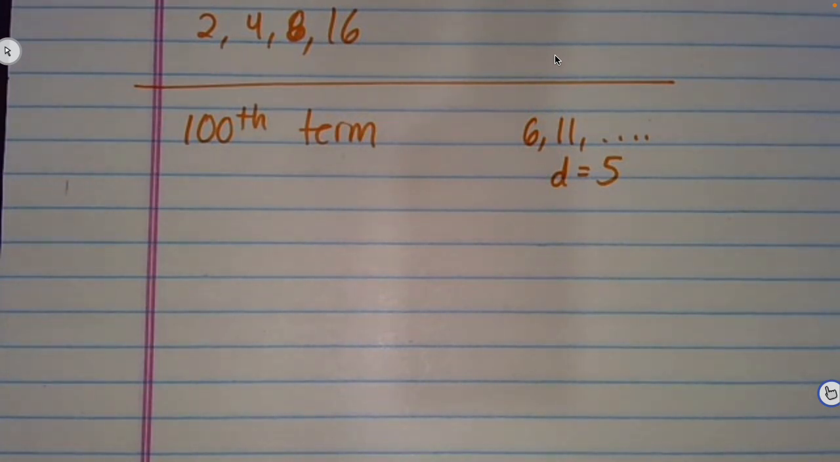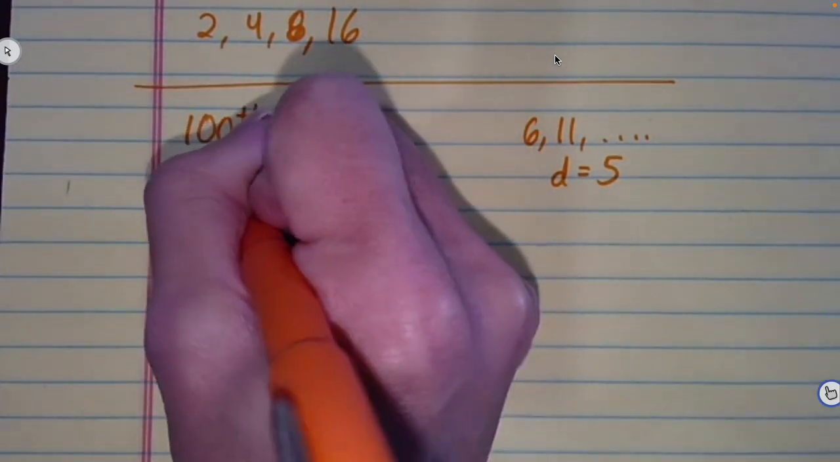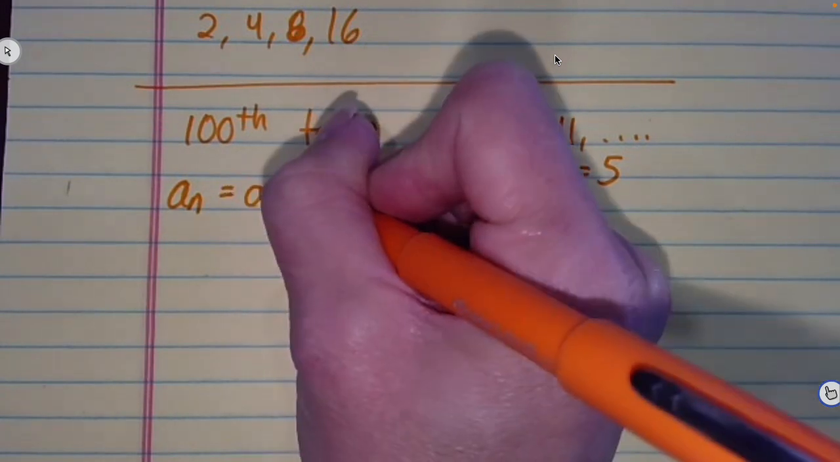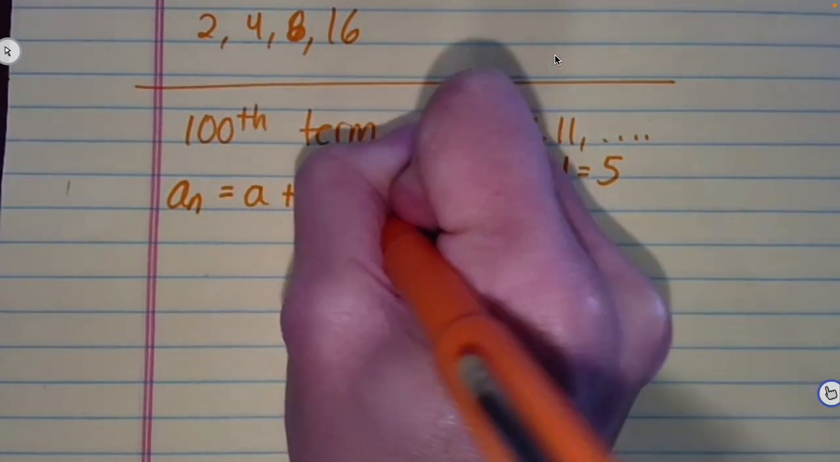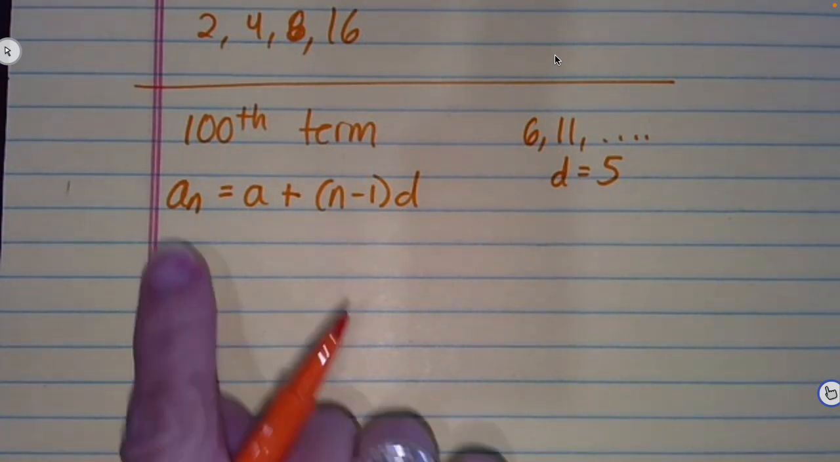So here's what they gave us earlier. I'm going to write down the explicit formula. Some of you wrote this down. A plus, that's n minus 1 times d. That's the formula. Now I'm going to tell you what each of these things are, okay?